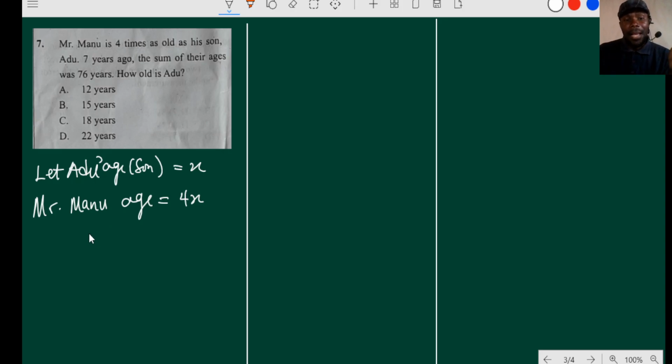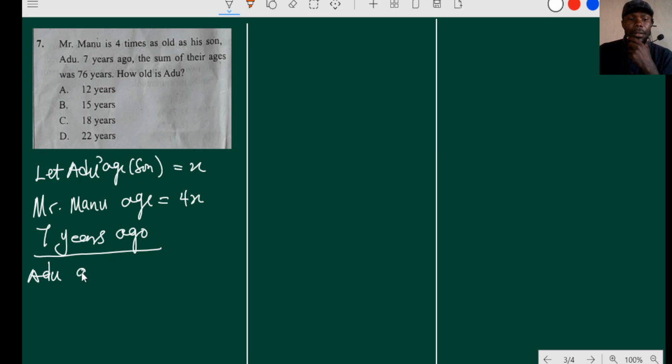But there's a kind of language being used. They said 7 years ago. You have to understand this fact. In 7 years ago, the most important thing here is that it is 7 years before. It means Adu's age will be x minus 7. Mr. Malu's age will be 4x minus 7.